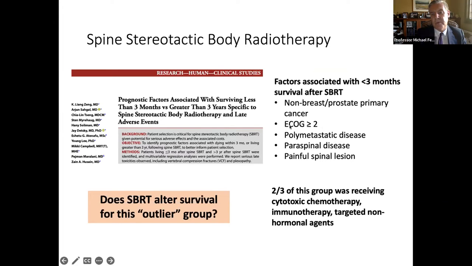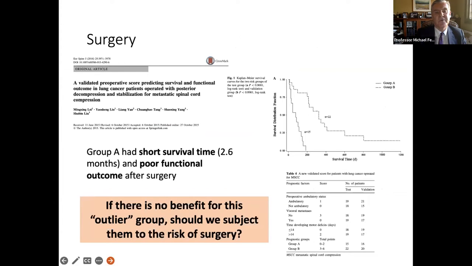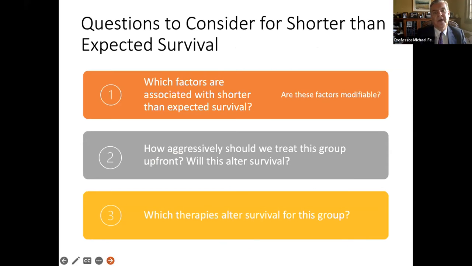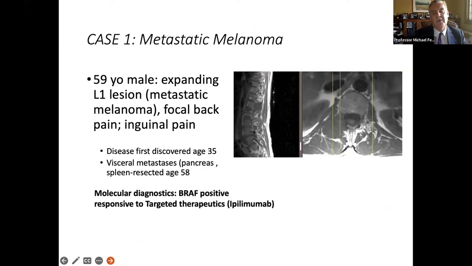And factors associated with less than 3 months survival after SBRT include patients with polymetastatic disease, large paraspinal lesions, and then non-breast, non-prostate types of tumors. So again, being able to distinguish these outliers becomes quite important in having the judgment and the knowledge in terms of how to do this. So knowledge of the factors associated with shorter-term survival, thinking about how best to try to treat these patients with a focus on enhancing quality of life.